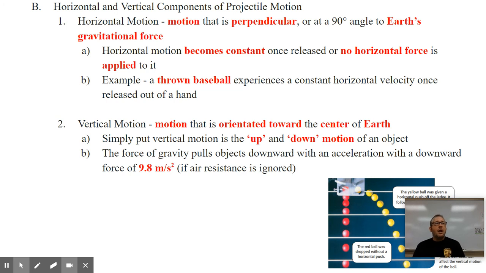Now, horizontal motion is the motion that's perpendicular, at a 90 degree angle, to the Earth's surface. Or I should say the Earth's gravitational force. So they're kind of going like this with each other. Vertical motion is one that's oriented towards the center of Earth. It's the up and down motion of an object. Again, the force of gravity is what's pulling the object downward, at 9.8 meters per second squared.